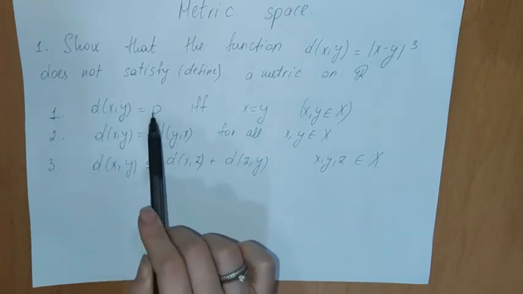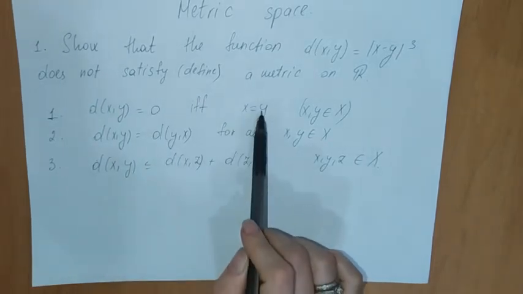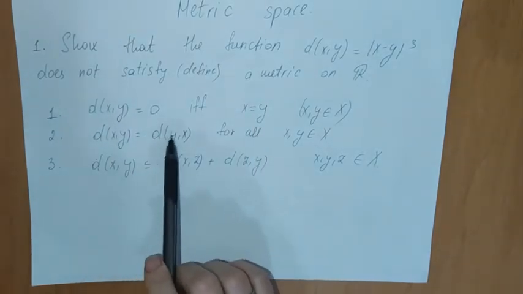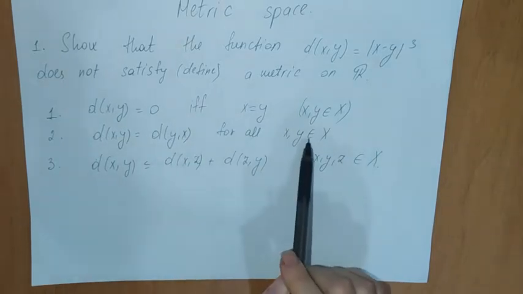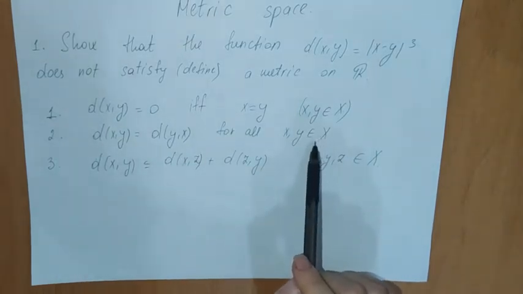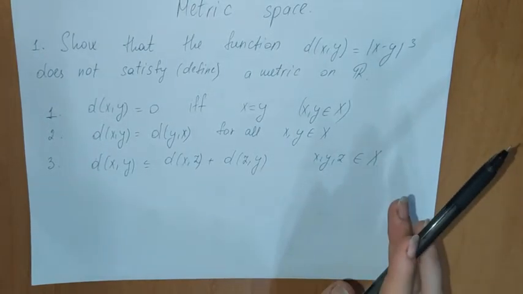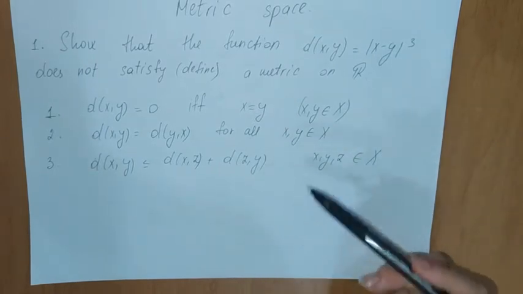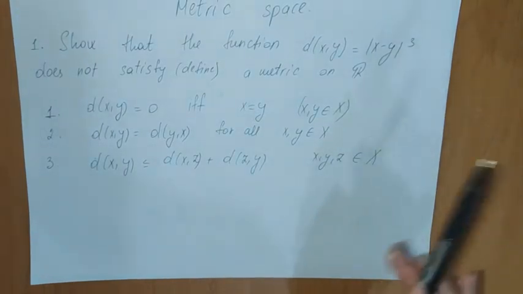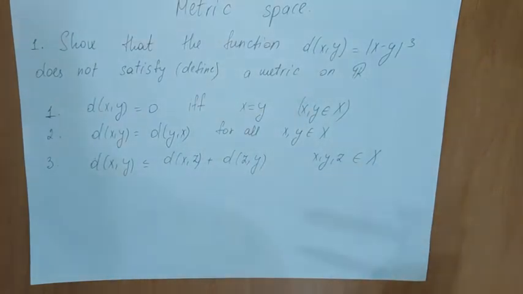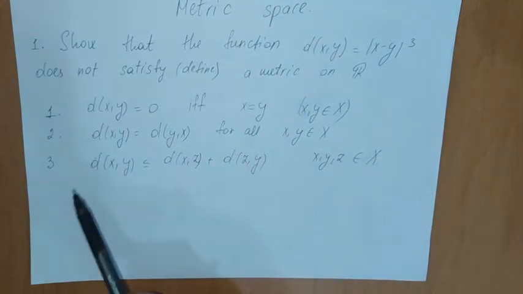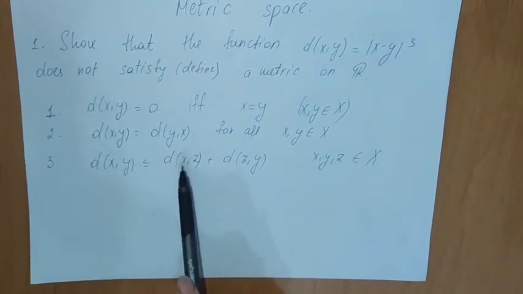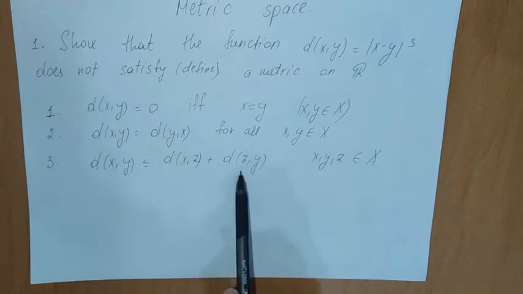d(x,y) is equal to 0 if x and y coincide. d(x,y) is equal to d(y,x) for all x, y from X. A distance cannot be negative, it's non-negative. And the third property is d(x,y) is less than or equal to d(x,z) plus d(z,y).